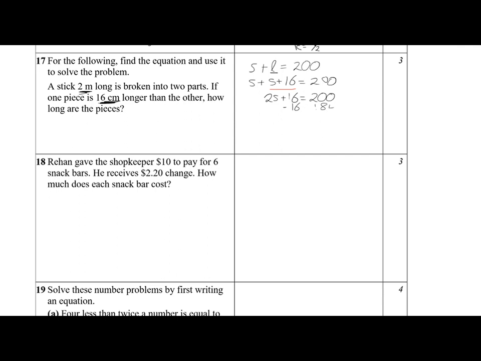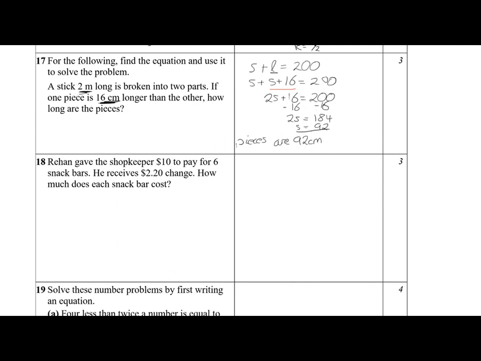Oops, sorry, I've got ahead of myself there and written the answer. So take away 16. So 2 lots of S is equal to 184. Divide that by 2, we get that S is 92. So the pieces, sorry for the handwriting there, are 92 centimeters is the short piece.